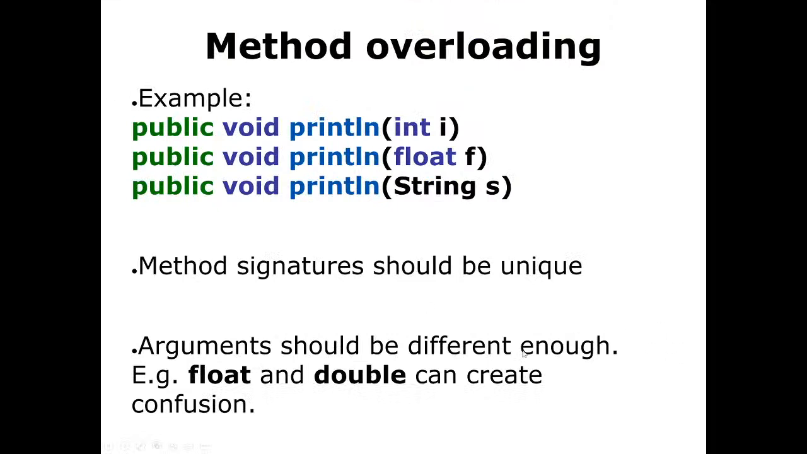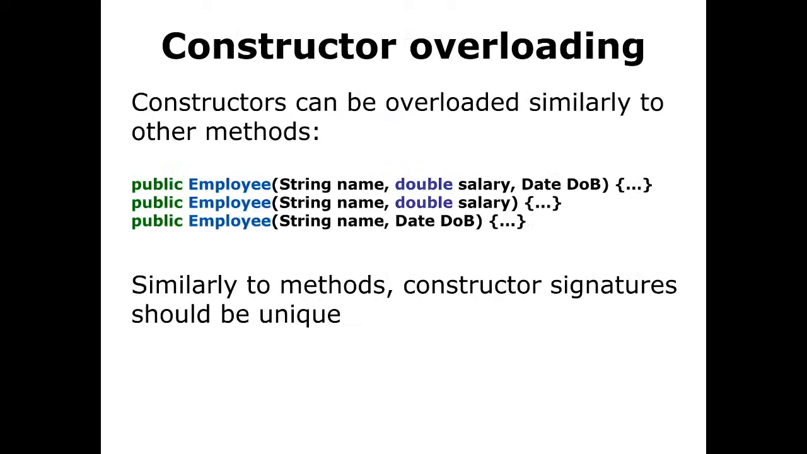Again, arguments should be different enough. In case of float and double, it can create confusion. We'll take a look at such examples hopefully today.